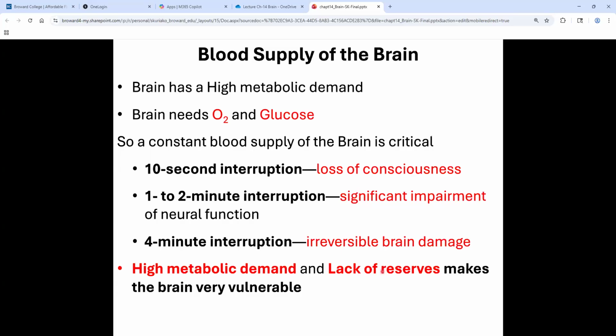Okay. So the reason for that is because the brain has a high metabolic demand and there are no reserves there. If there were some reserves, that's fine, it could sustain for a little while. No reserves.